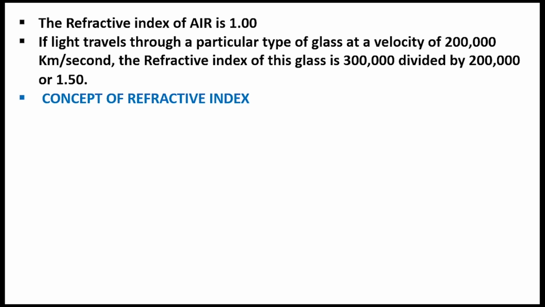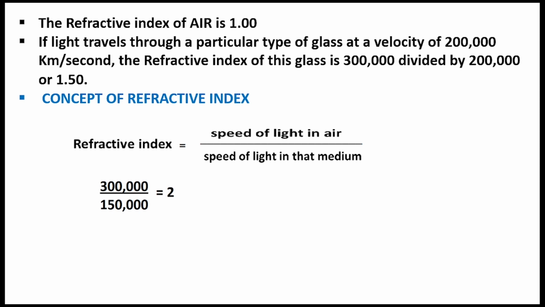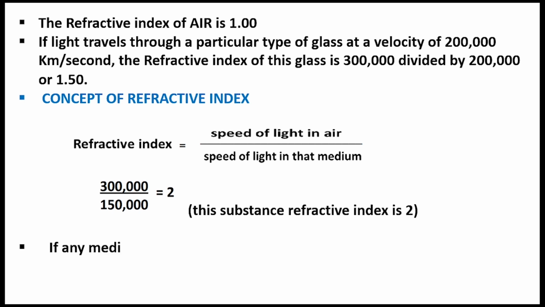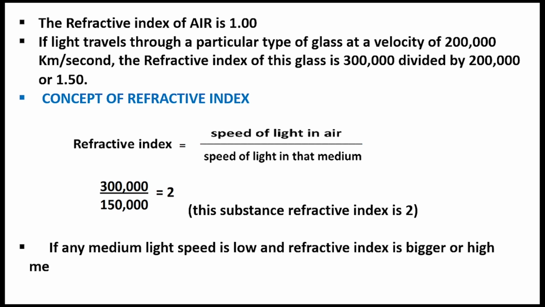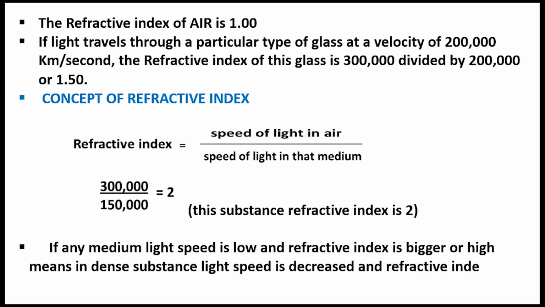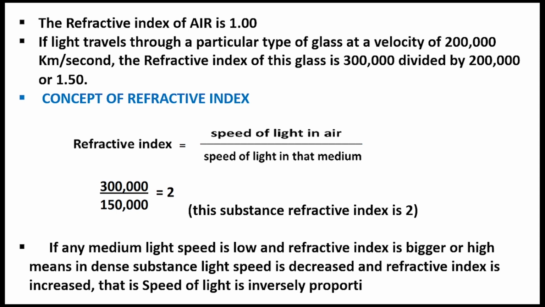Concept of refractive index. Say a substance's refractive index is 2. In any medium where light speed is low, the refractive index is bigger. This means in a dense substance, light speed is decreased and refractive index is increased, that is, the speed of light is inversely proportional to refractive index.